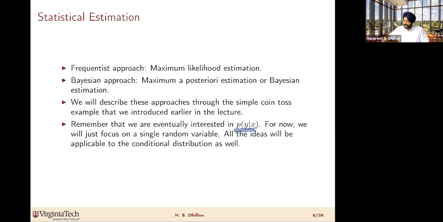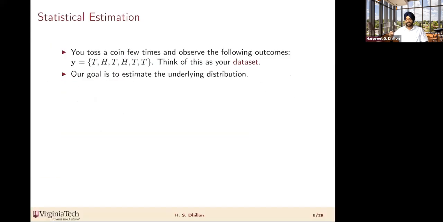Meaning I may not go into the conditioning right away; we are just going to look at the data sets generated by this simple example. So let's say that we toss a coin a few times and observe a given data set. Let's say we toss this coin 6 times, and we receive, say, TH, TH, TT. Now think of this as your data set. Our goal is to estimate the underlying distribution.